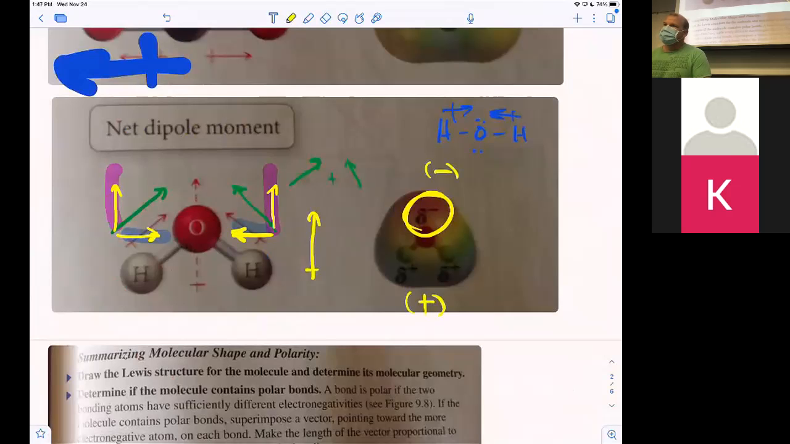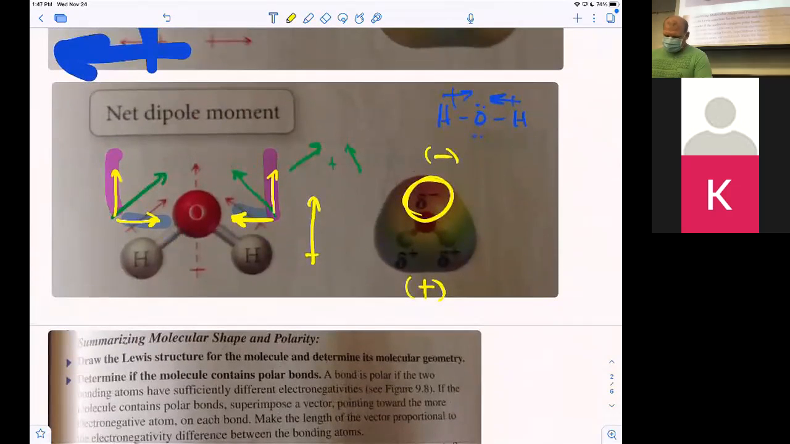Does it bond to itself easily? Are you talking about intermolecular or intramolecular, within the molecule or between molecules? Between them. Yeah, it bonds pretty easily. Bonds very well, actually, which you'll learn next semester.